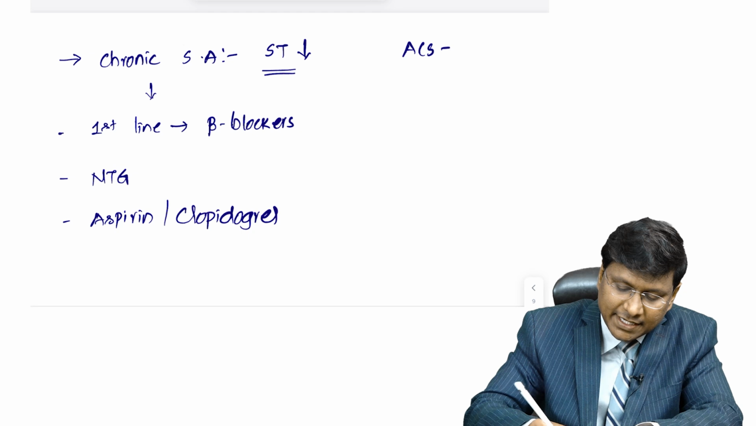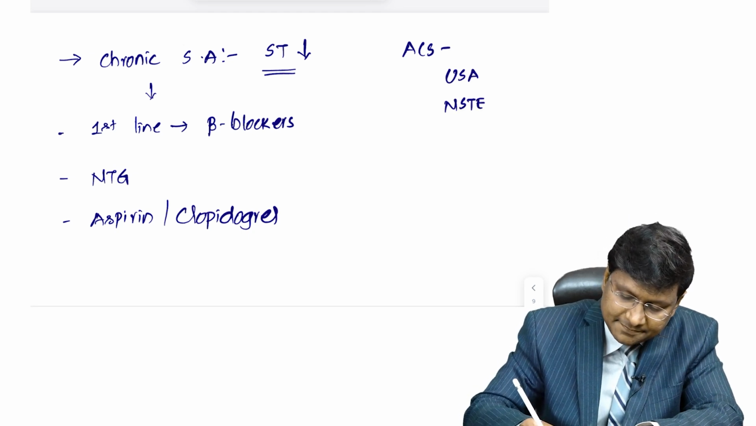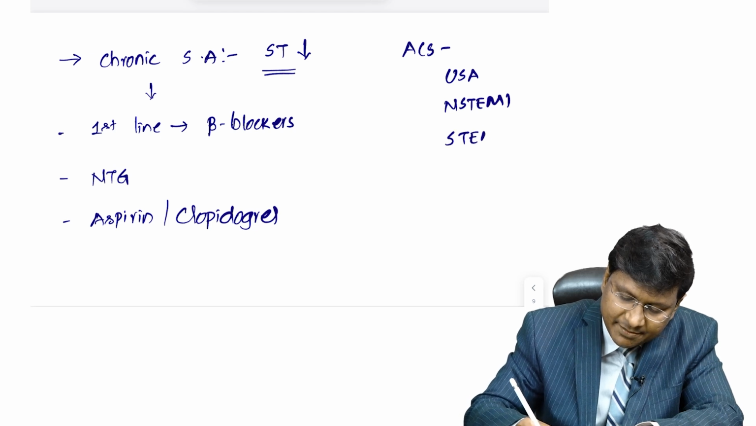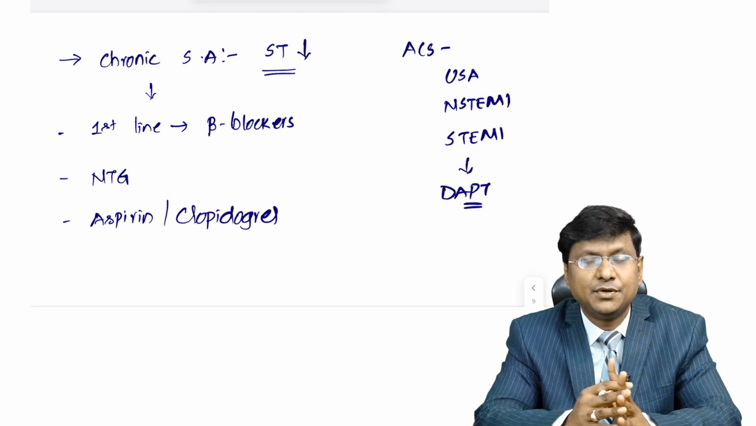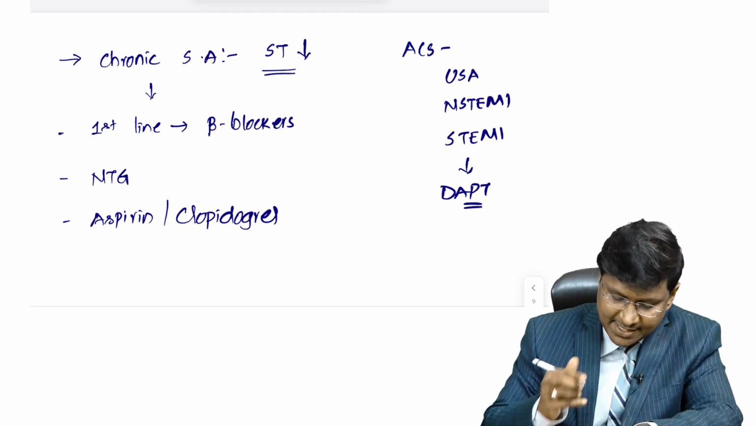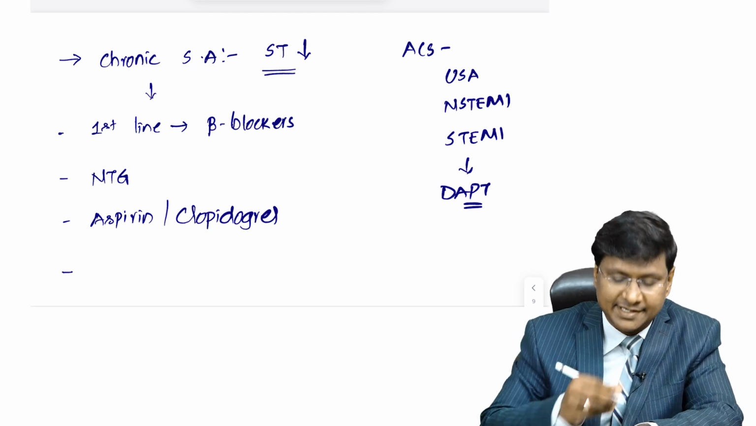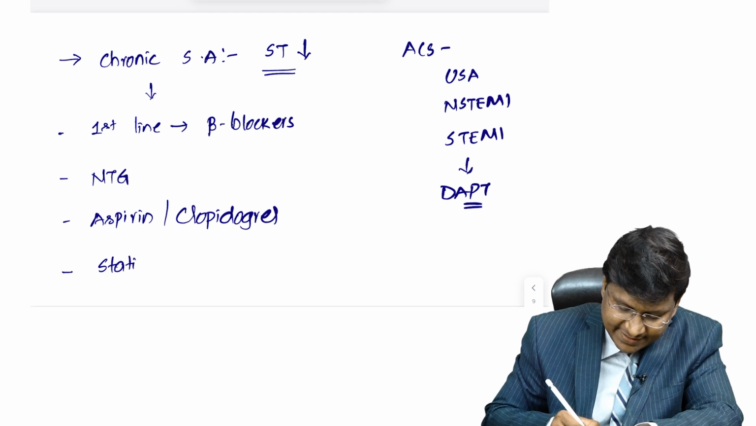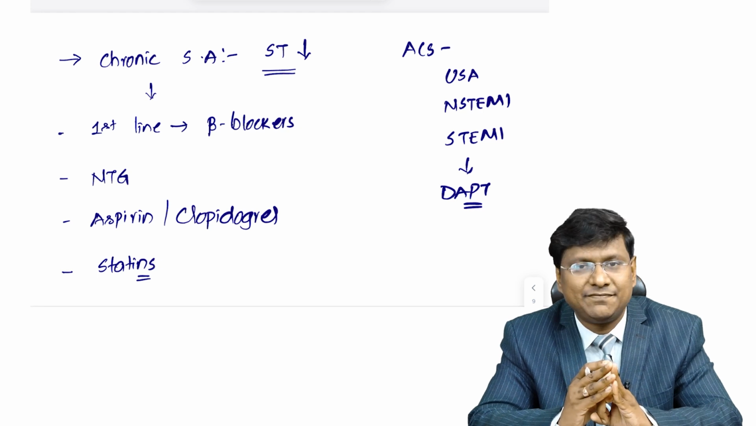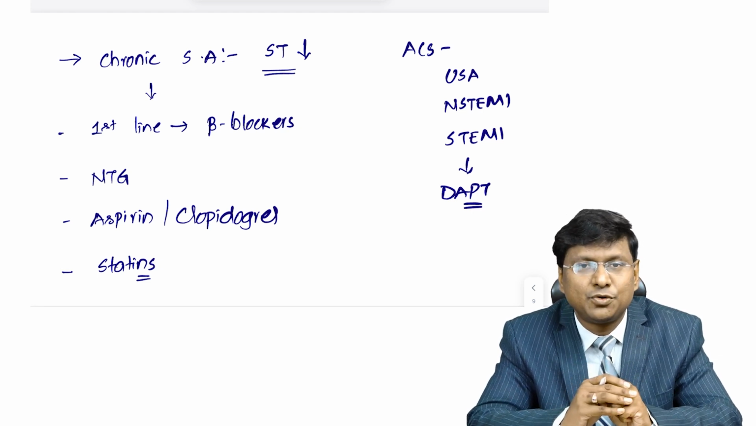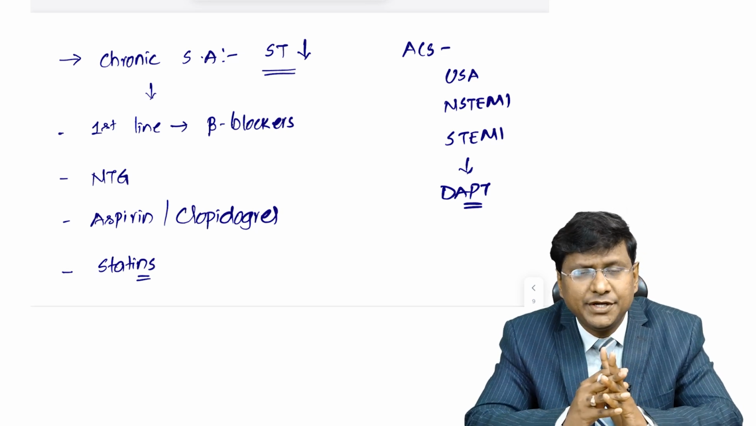In all cases of acute coronary syndrome, that is unstable angina, non-ST elevation MI, as well as ST elevation MI, you require dual antiplatelet therapy. All right. And a very important point you need to understand here is about the statins. Statins have to be given in these patients. Statins correct the dyslipidemia, they also have an anti-inflammatory property, and they have what is called the pleiotropic effect.